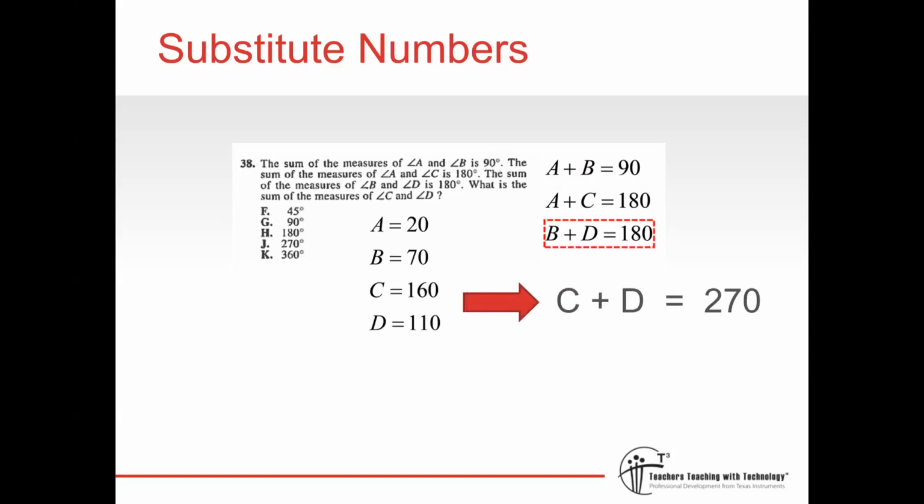Now, you might have students say, but what if I pick the wrong number for A? There is no wrong number for A. You pick A, you find B, you find C, you find D, and then you add them. It will always be 270. You want to pick numbers that are nice. You don't want to pick A to be like 43.5 degrees. That would be silly.